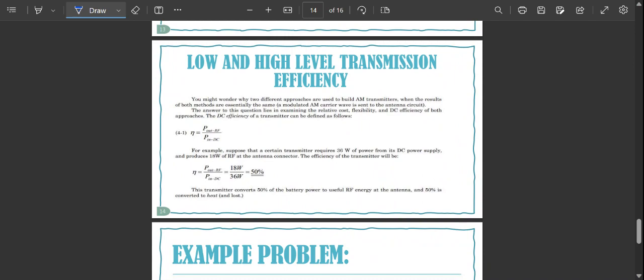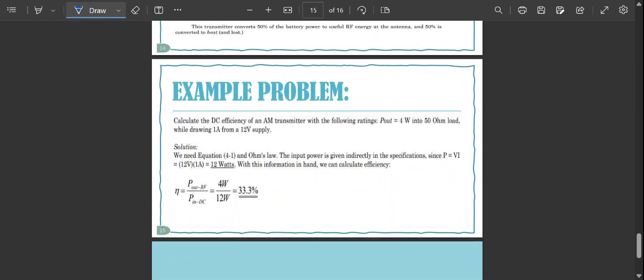We also have an example problem over here to explain the process.